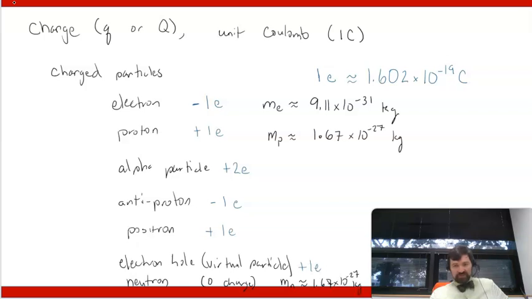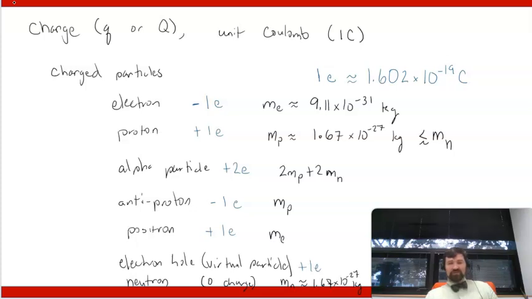It's actually slightly more massive than the mass of a proton. So the mass of the neutron is very slightly larger than that of the proton. In fact, it's very slightly larger than the proton plus the electron. The alpha particle has 2 protons and 2 neutrons present, and so it's basically a helium nucleus. Antiproton has the mass of a proton. Positron has the mass of an electron.